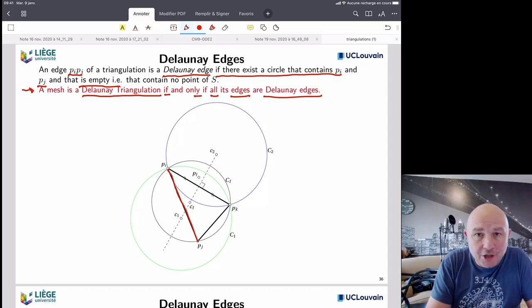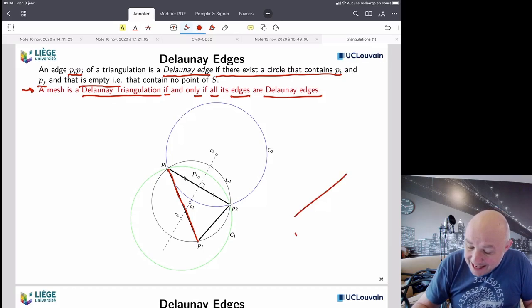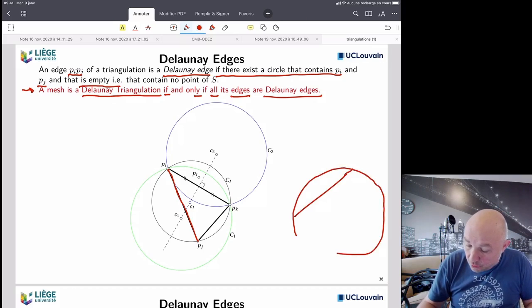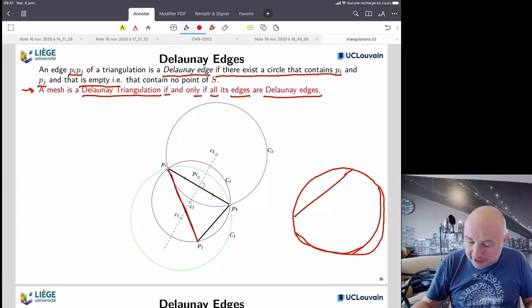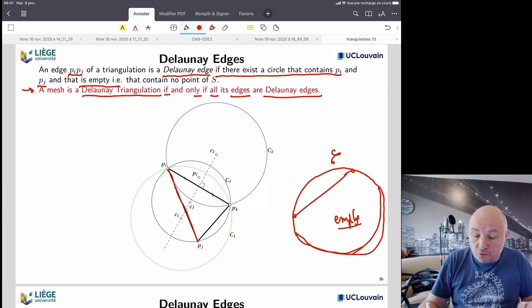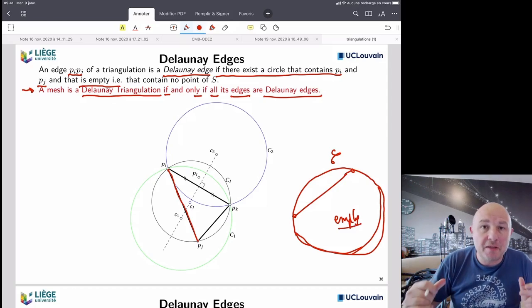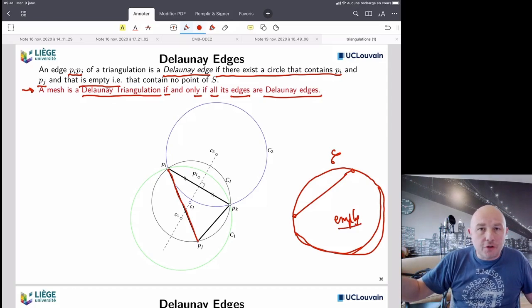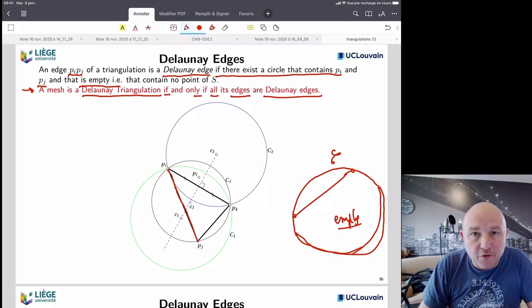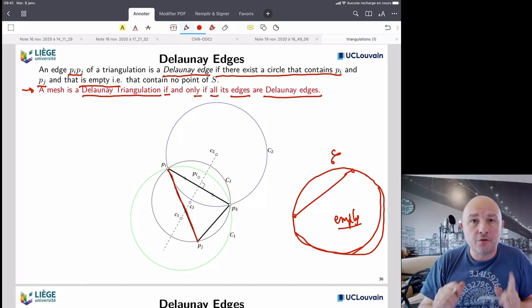And a Delaunay edge is an edge where you can draw any circle, not any circle, a circle that passes through its 2 points. It's not a circle, it's just ugly, but that's my circle. If it contains a circle that is empty, it's a Delaunay edge. I don't tell you that you have to take the circle of minimal radius or whatever circle you want. If you can find one circle, then it's a Delaunay edge.